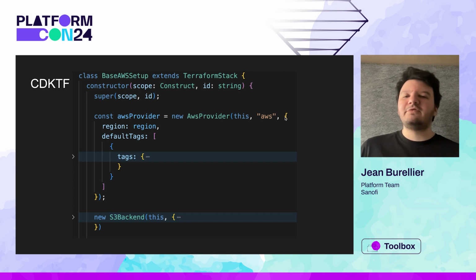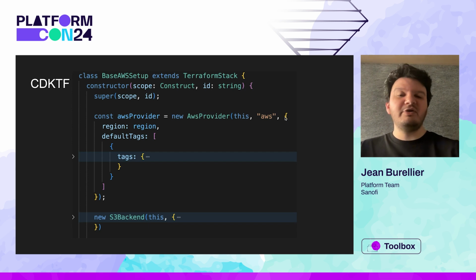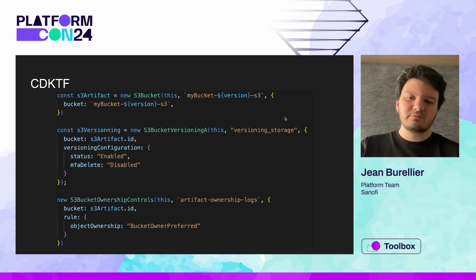And here is some example of a base code, a really simple one, but I guess even if you are not working with Terraform or TypeScript, you would be able to understand it. So we have a base AWS setup class that extends a specific Terraform stack. You have a constructor, you instantiate a new AWS provider, you pass specific values like a region and a default tag, which is an array of objects. It's pretty straightforward, I guess. Then you instantiate a new S3 backend, which, if you already use Terraform, you may know is just a way to say, hey, I want to store my remote state in this specific S3 bucket that already exists, which is an easy way.